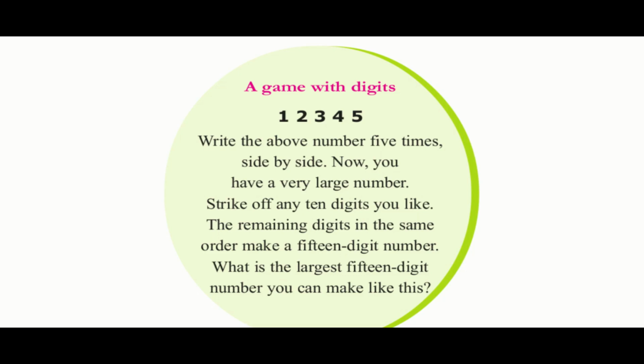This is the question. That is, this 5-digit number, it's 5 times you have to write. That is 1, 2, 3, 4, 5. Again 1, 2, 3, 4, 5 like that 5 times. Then we get a big number. This is a 5-digit number. So 5 times means 25-digit number. We will get 25-digit number.